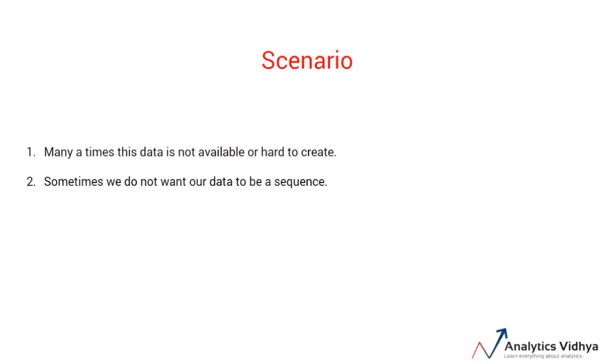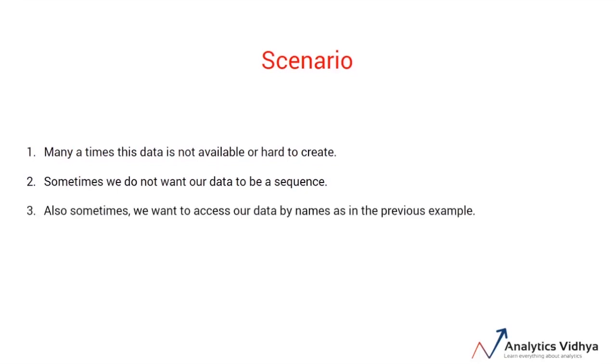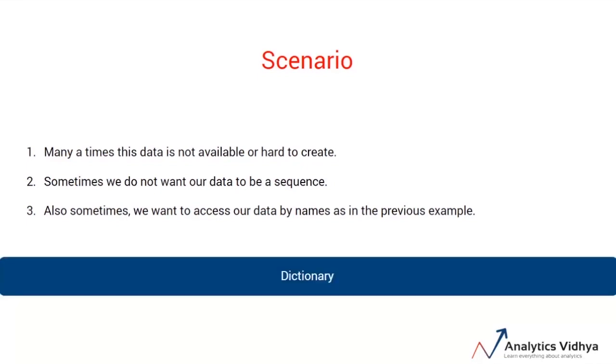Second, sometimes we do not want our data to have a sequence. For example, in the previous example, it does not matter whether history marks are stored after geography or before it. Also often, we want our data to be accessed by names. For example, like finding the history marks using the history word and not index. All of these questions can be answered using Python's another data structure called dictionary.